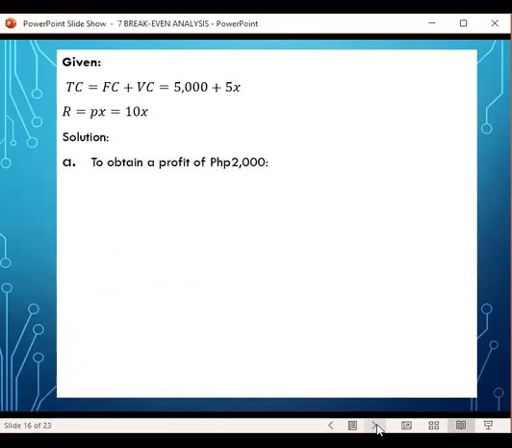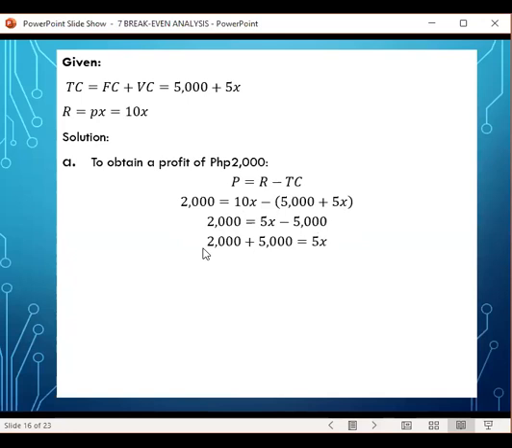So to obtain a profit of 2,000 pesos, what we want is a profit of 2,000. So 2,000 is equal to 10x, that's the revenue, minus the total cost, that is the quantity of 5,000 plus 5x. So simplify, 10x minus 5x, so 10 minus 5, you get 5x. So this is minus 5,000. Next, we have 2,000 plus 5,000 is equal to 5x. All we need to do is to add 5,000 to both sides of the equation.